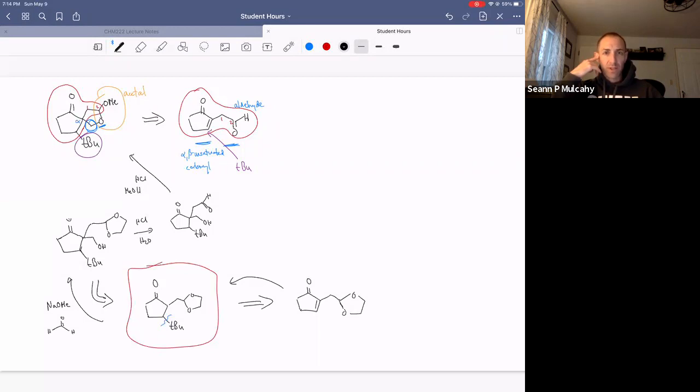Right, so you want to do a 1,4 addition. The solution for a 1,4 addition of a carbon-based group is to use a cuprate. So we're going to use 2 tert-butyls, copper, lithium. Okay, that comes from taking tert-butyl lithium and adding copper iodide. Right, that's known as a cuprate. A cuprate is going to add 1,4. Work it up with a proton source and you get the 1,4 addition product.